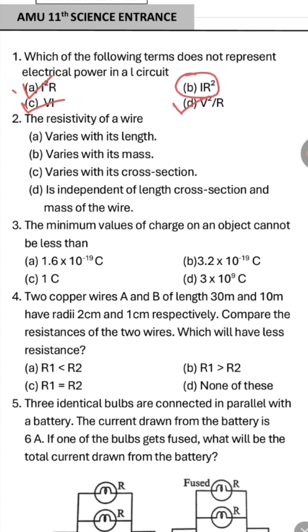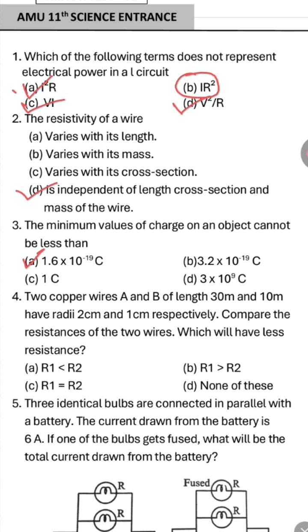Correct option B. Now let us move to second question. Definitely R depends on length and area, but resistivity is independent of length, mass and area. Therefore option D is correct option. And the minimum charge is the charge which can be found on an electron or proton, and the value of that charge is 1.6 into 10 power minus 19 coulomb. Therefore answer of 3 is option A.